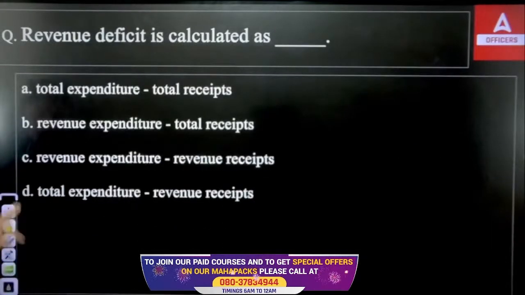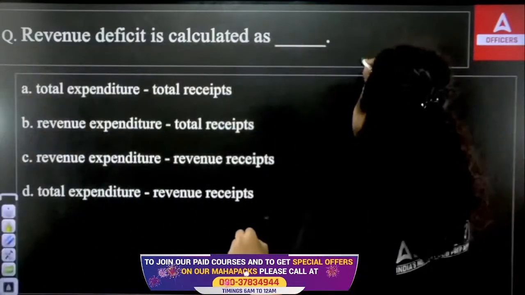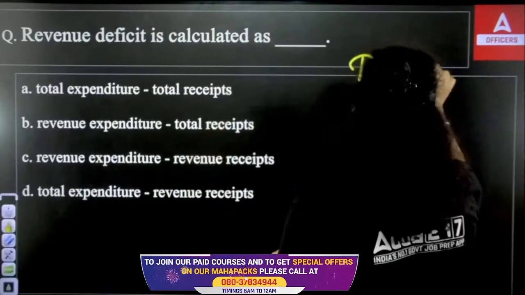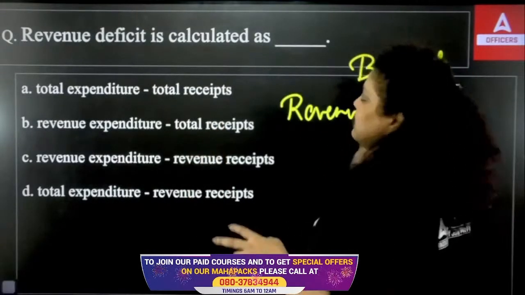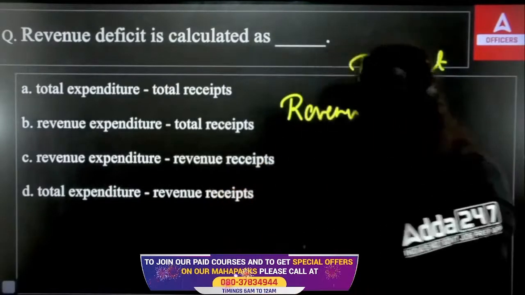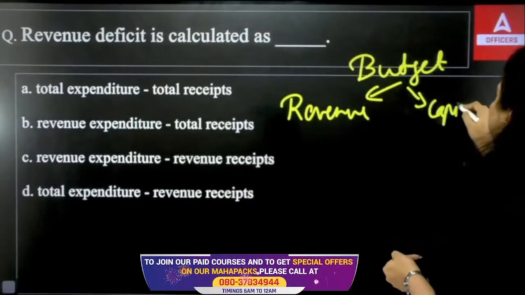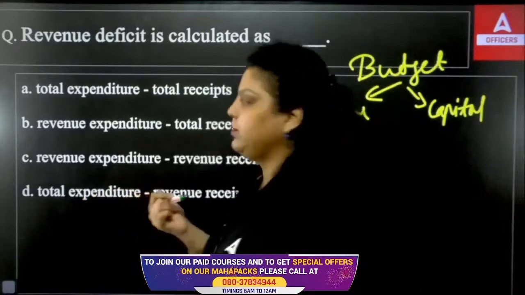So I will tell you, you can answer here. I will give you the understanding of what revenue deficit means. Actually, budget has 2 components. The first one is revenue budget. The revenue budget is the short-term budget of the Government of India, which talks about daily income and expenditure. Then we have the second component, capital budget. Capital budget is a long-term budget which talks about the long-term income and expenditure of Government of India.